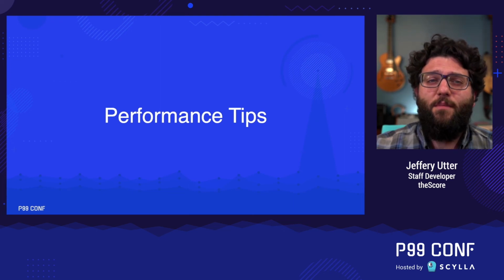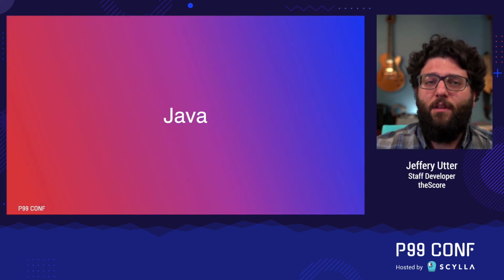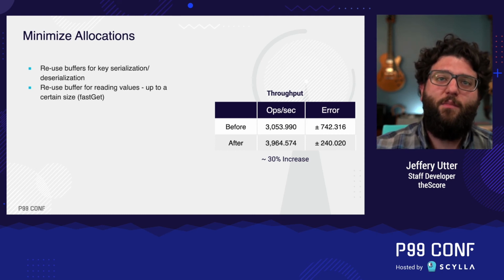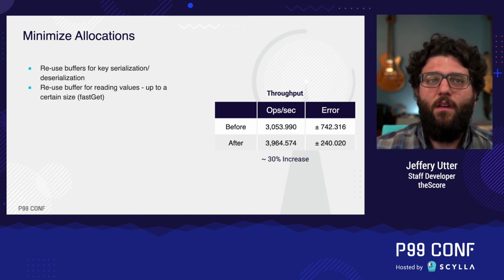On to performance tips. So these are some tips that we learned building this out that really helped us. The first one, I've mentioned it a few times, but minimizing allocations has been huge in Java. We already reuse buffers for key serialization and deserialization because our keys kind of have a known size. But for values, we implemented an optimization we call fastget. Essentially, we try to reuse a small buffer, and we read the value that we're retrieving into that. If it fits, great, we're good. If it doesn't, we then allocate more memory and it's slower.